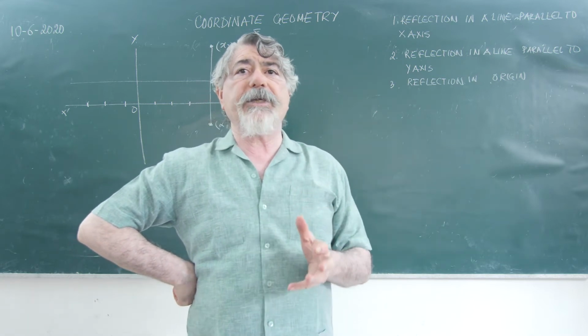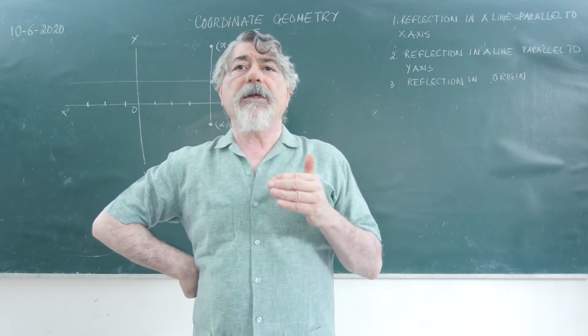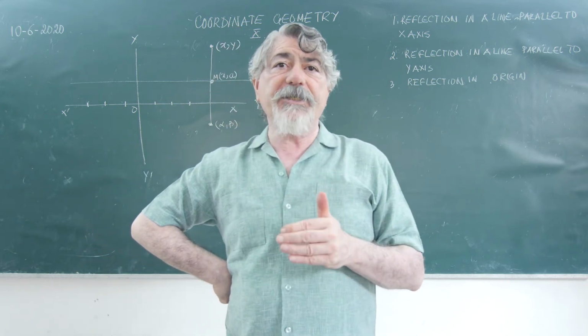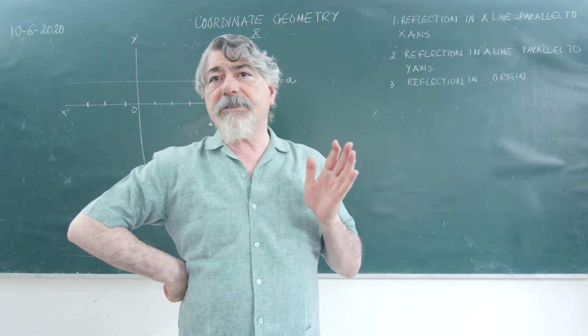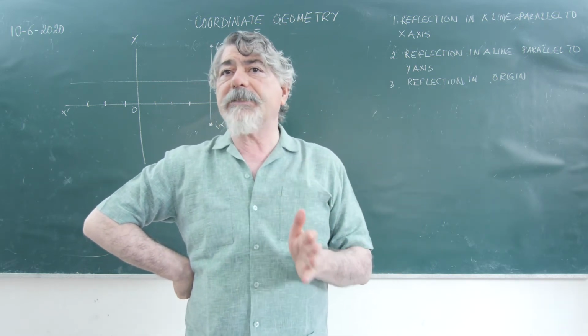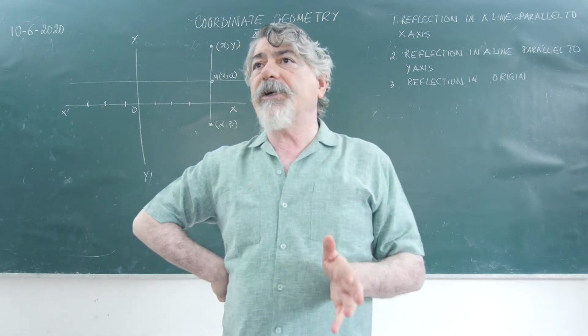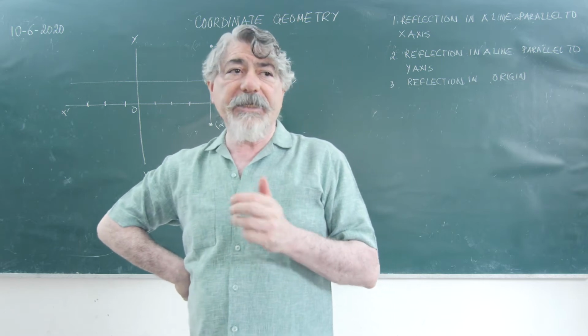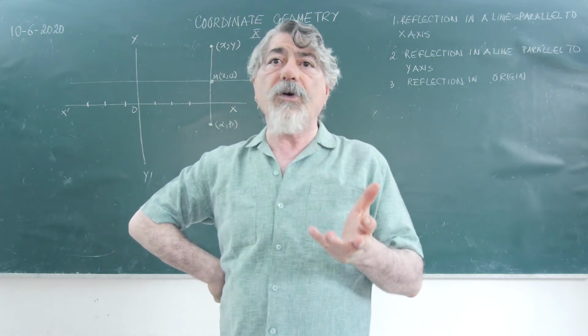We talked about X'OX as the horizontal line or x-axis or abscissa. We talked about YOY' as vertical line or y-axis or ordinate axes, and we talked about the origin where the two lines intersect each other. They are perpendicular to each other.